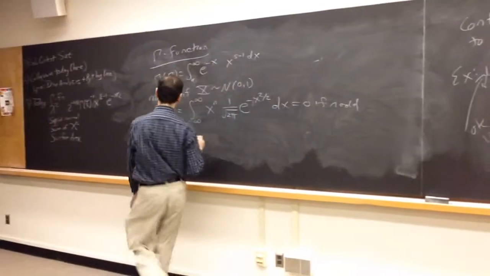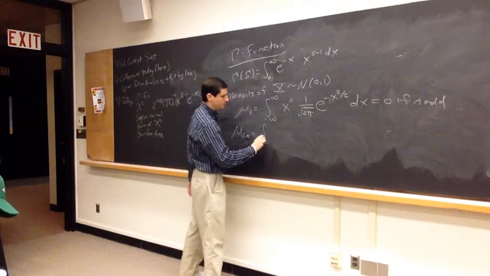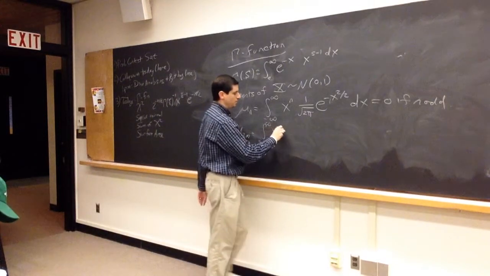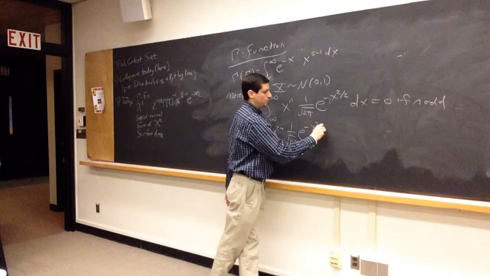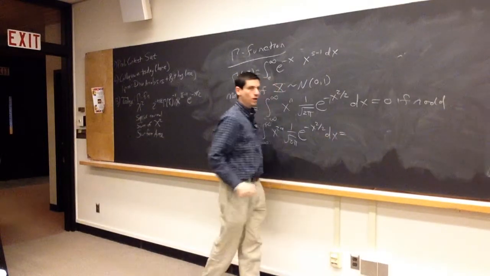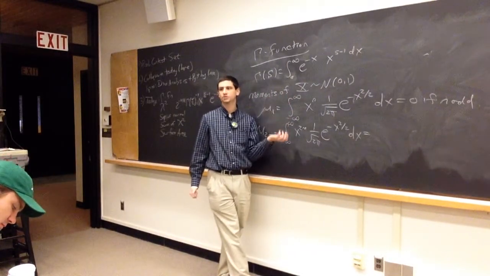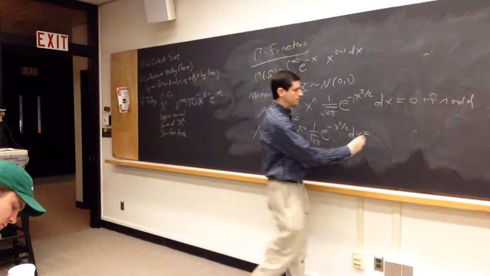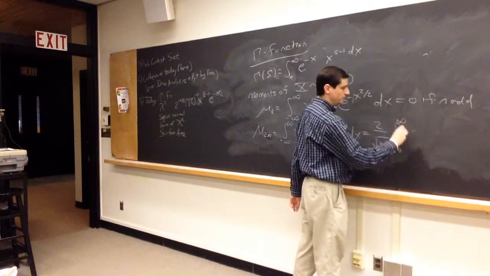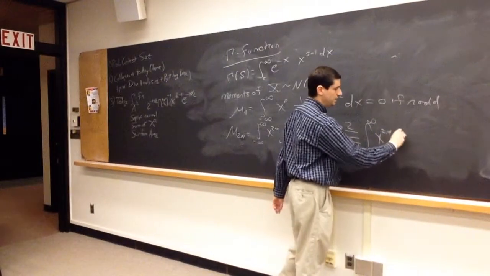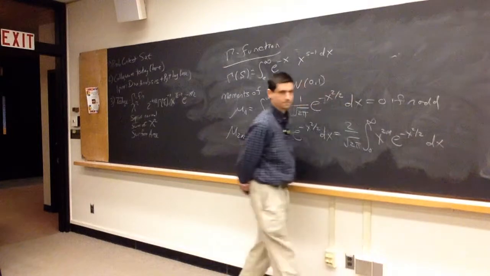So let's look at mu of 2m, the integral from minus infinity to infinity of x to the 2m, 1 over square root of 2 pi e to the minus x squared over 2 dx. Well, the first thing you should do is whenever you see an even function, just take half the integral and double it. So this is going to be the same as 2 over square root of 2 pi, integral from 0 to infinity, x to the 2m, e to the minus x squared over 2 dx.